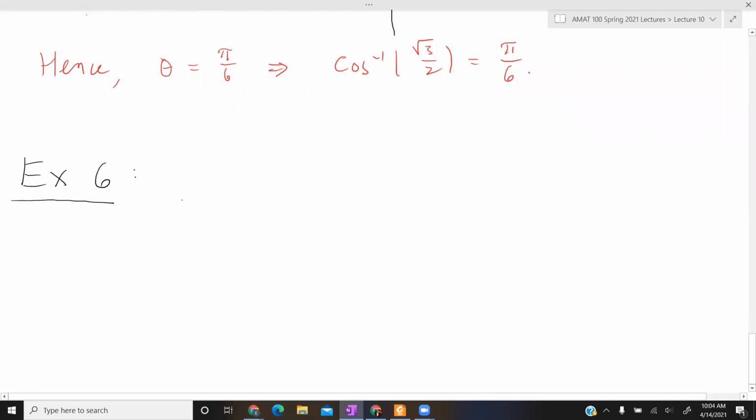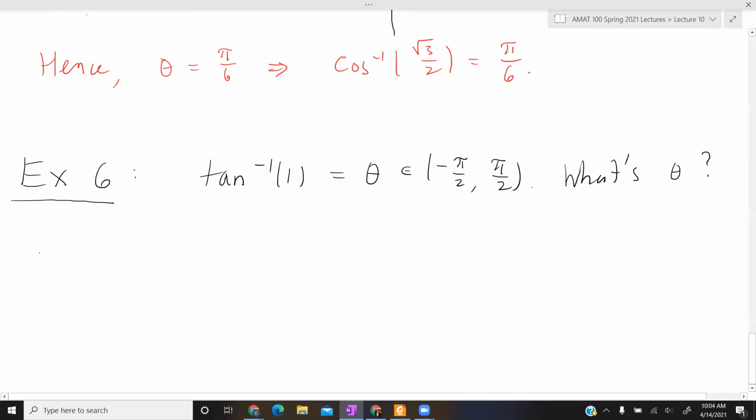Example 6. So we want to know tan inverse of 1 is equal to some number theta, and remember theta has to be between negative pi over 2 and pi over 2. And the question is, what's theta? So again, just apply tan to both sides. We get 1 is equal to tan theta.